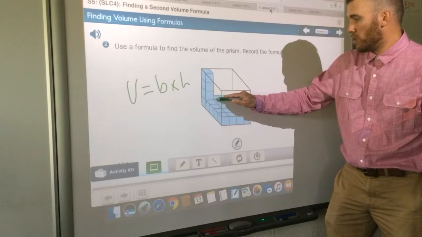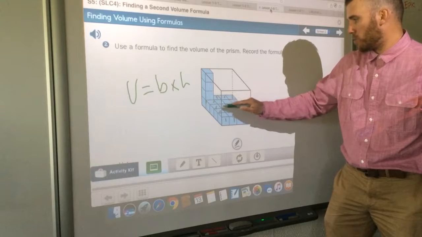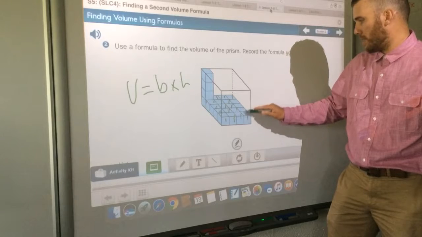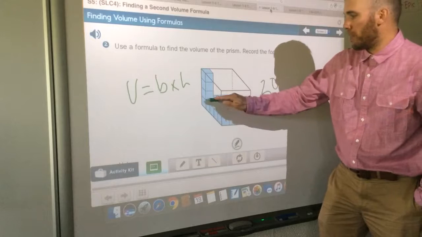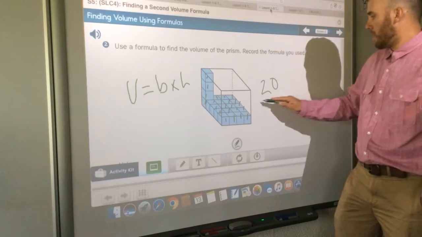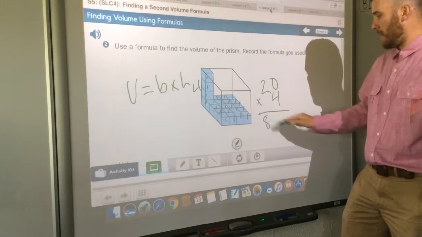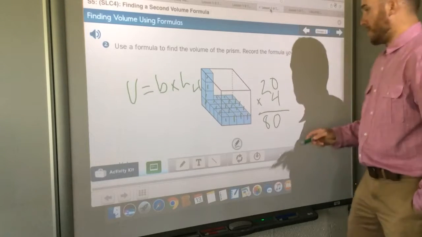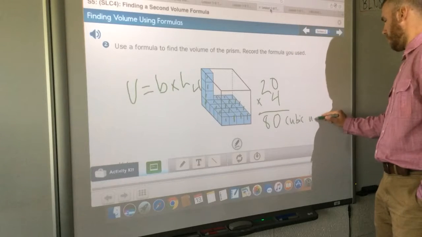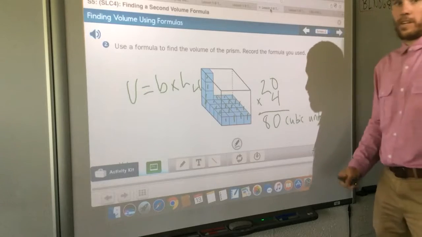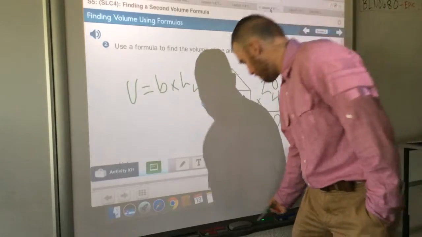So we have 1, 2, 3, 4, 5, 6, 7, 8, 9, 10, 11, 12, 13, 14, 15, 16, 17, 18, 19, 20. So our base is 20. Now we measure our height. 1, 2, 3, 4. Height is 4, so we measure that. 2 times 4 is 8. Add your 0. So our volume is 80, and then we're just going to name it cubic units for this one. Okay, that is how you find that volume equals base times height.